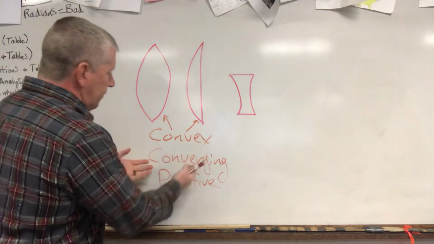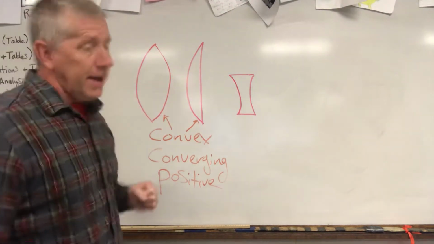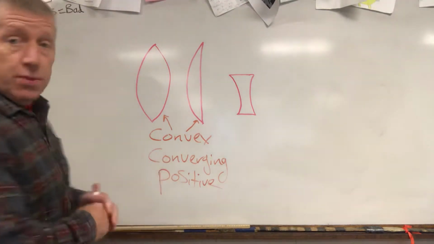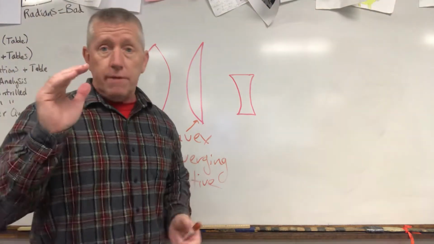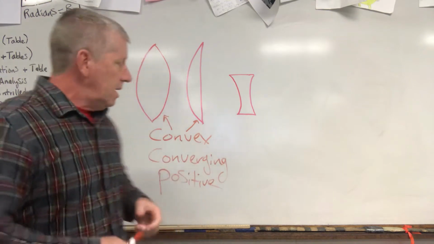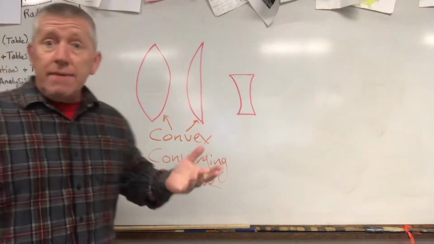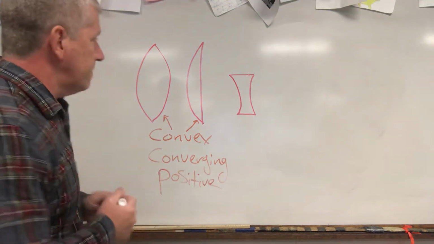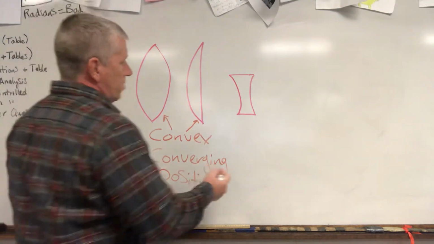So these are three different words used to describe that kind of lens. Like with mirrors, we have three different words to describe a mirror. A curved mirror can be concave. It could be positive or negative. And it could be converging or diverging. We use the same terminology for lenses. So here I have a lens which is diverging, but it's concave.